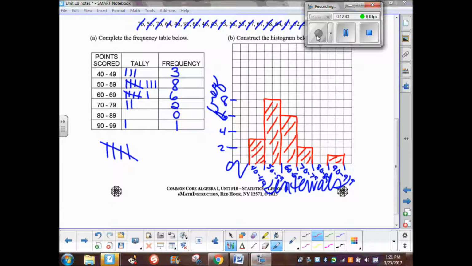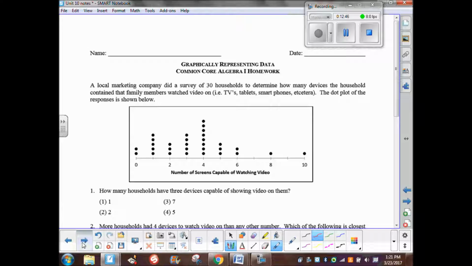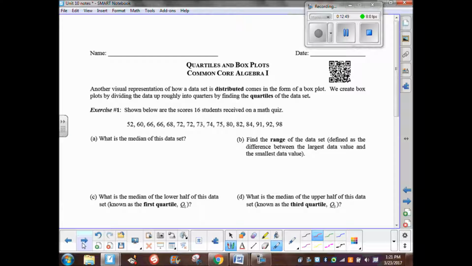Okay, your histogram should look like that, and we're going to go over to lesson 2: score tiles and box plots. Another visual representation of how data is distributed is the box plot. Sometimes a box plot is called a box and whisker plot. We create a box and whisker plot by dividing the data up roughly into quarters, quartiles, 25% of the data.